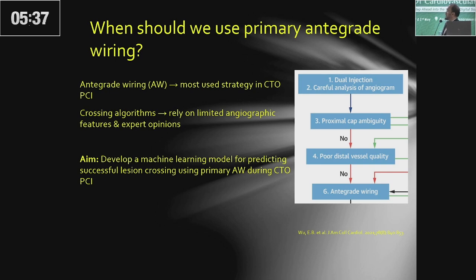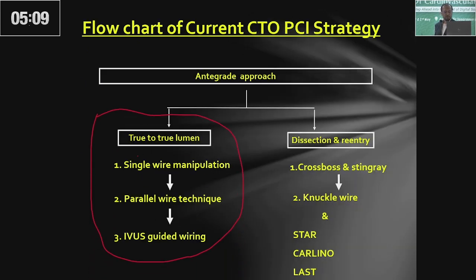So it is the most used strategy in CTO PCI, though we talk about retrograde very often, but retrograde is very cumbersome and comes with complications. And you have to cross the algorithm. So the question was, how long should I try this? When you see that your wire is buckling or your wire is not in the intimal space, it's going to subintima, then it's time to change your technique or wire. So antegrade approach, true to true lumen, either single wire manipulation by wire escalation or de-escalation method, then parallel wire technique, and sometimes we do IVUS guided wiring as well.